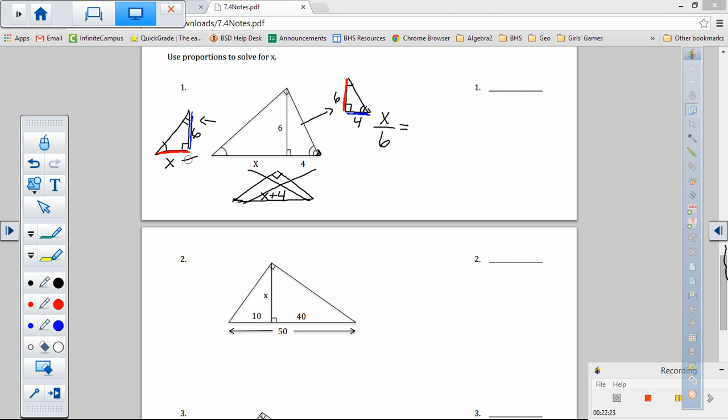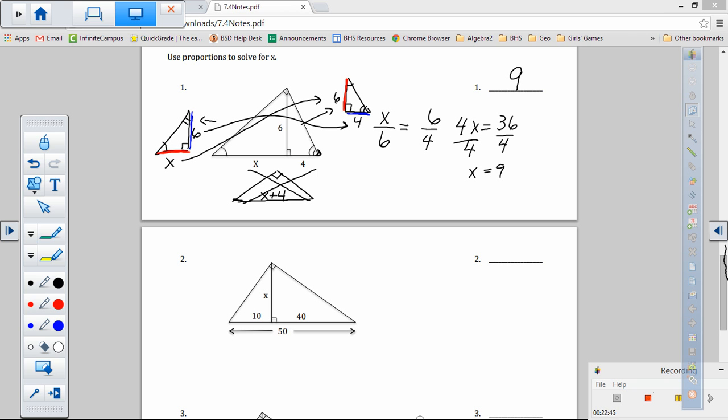and so x is to 6 as 6 is to 4. 4x equals 36. You're going to take that and divide both sides by 4, and 36 divided by 4 is 9. Okay?